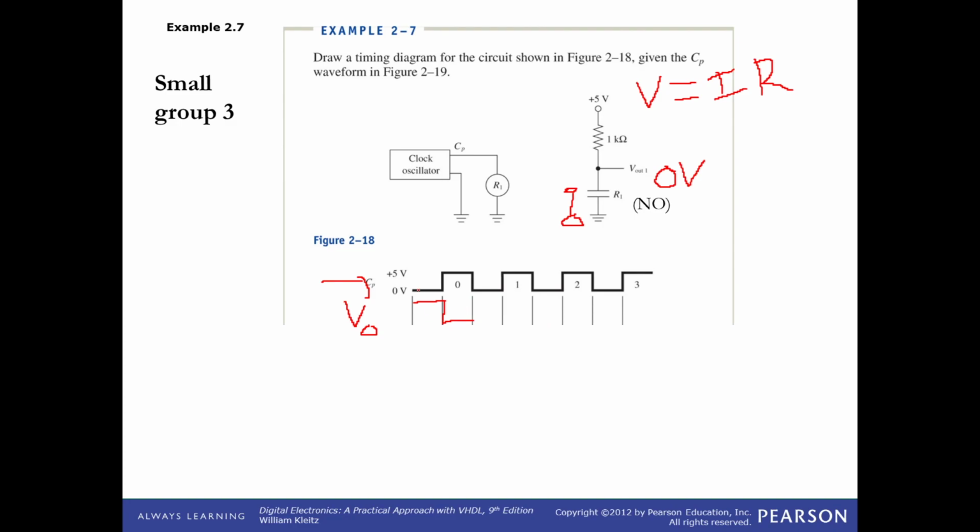And if you notice, V out is really just following the opposite of the clock signal. So when the clock is low, V out is high. When the clock is high, V out is low. So we know that the rest of the signal would look something like this.